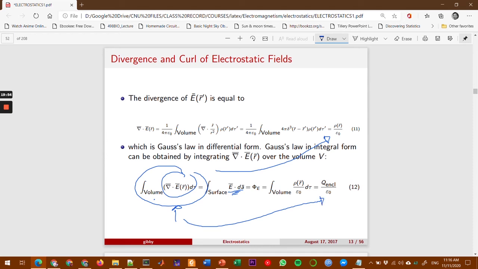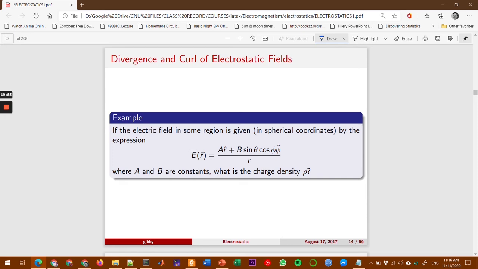Okay. So let's have an example. Let's say we have an electric field in some region given here in spherical coordinates by this expression, where A and B are constants. So what is the charge density rho in this case?